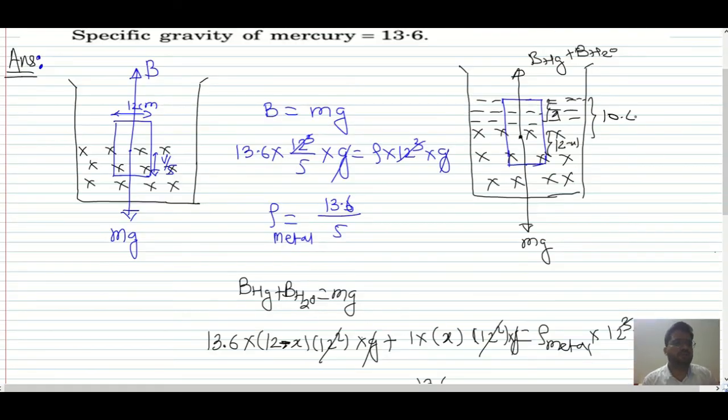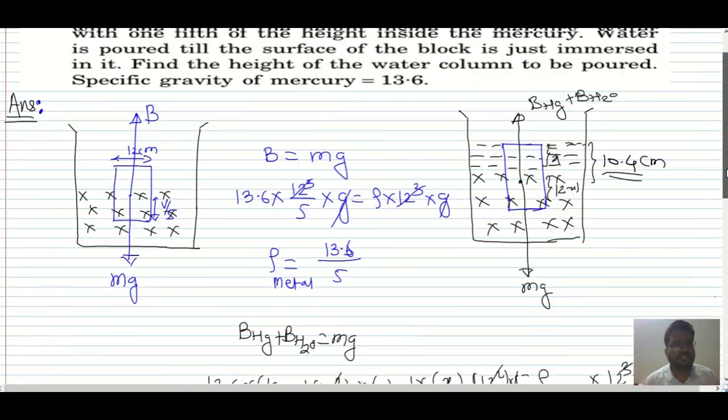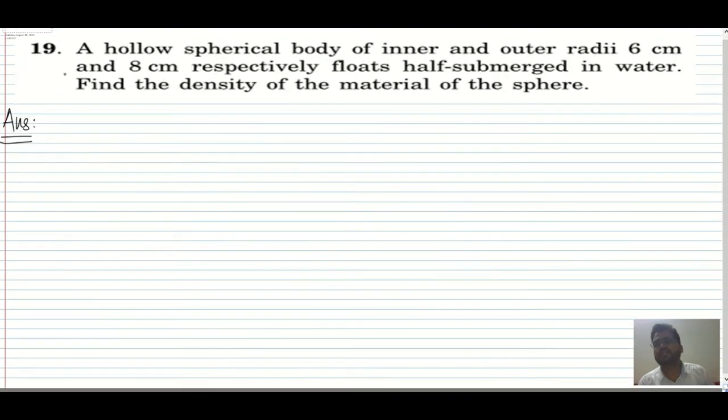10.36, meaning 10.4 centimeter of water we have to pour into the vessel. Okay, let's go to the next, 19th question.